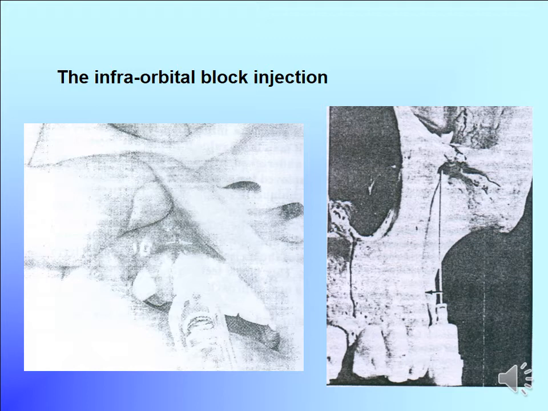If the bevel of the needle slightly enters the infraorbital canal, the local anesthesia can reach the anterior superior alveolar nerve. So all the anterior teeth, central, lateral and canine, can be anesthetized by this block injection.